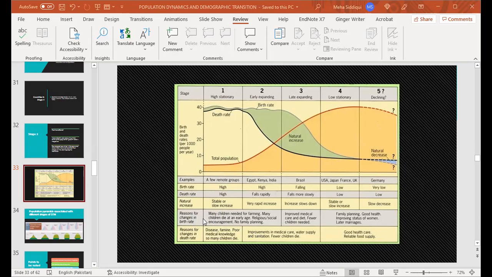And here are the reasons given for these stages. These are the reasons for changes in birth rate. That is, in stage 1 and 2 there is increased birth rate due to poor access to family planning services, while in stage 3 we have seen that birth rate has started falling because of improved medical care and diet. And these are the reasons for changes in.